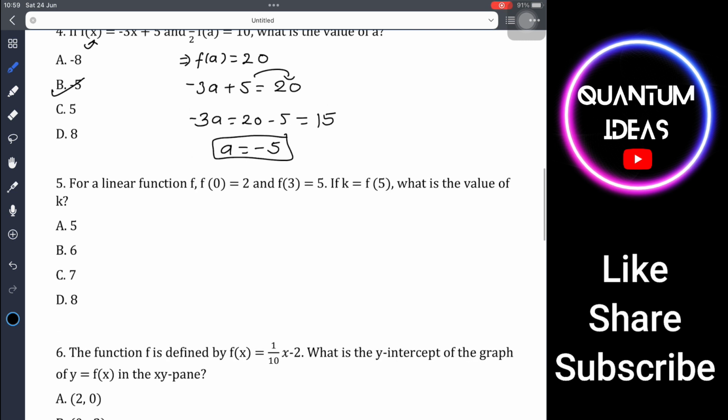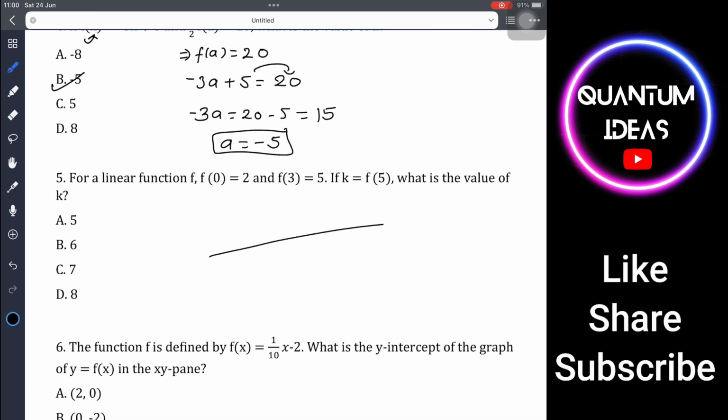So let's go to number 5. For a linear function f, f of 0 is 2, f of 3 is 5. If k is equal to f of 5, then what is the value of k? So the function is a linear function. This is a little bit tricky type of question. So let's see, we are given a line. Let me make two axes. This is the y axis, this is the x axis.